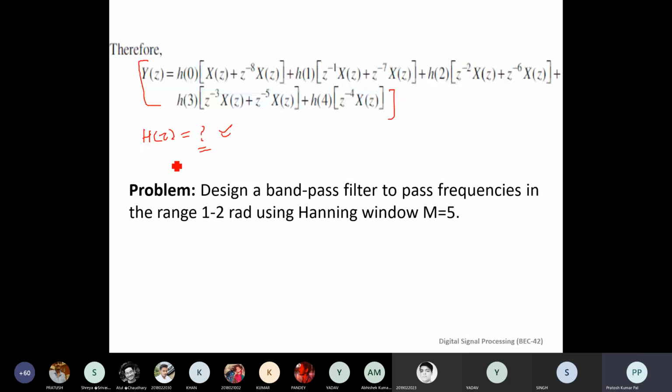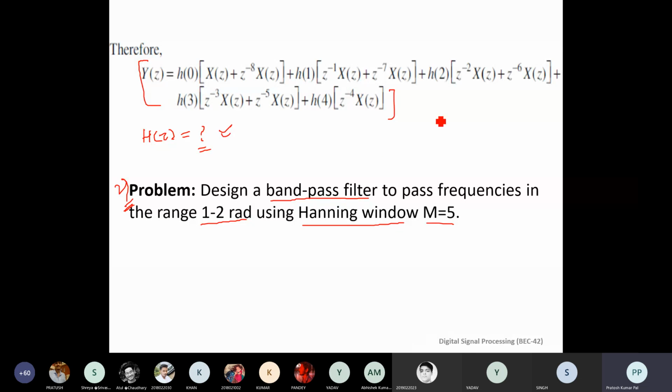In the second question, suppose we have another question. Here we need to design a band pass filter to pass the frequency in the range 1 to 2 radian, using the Hanning window. We need to use the Hanning window for M equals 5. So here we need to find the band pass filter.